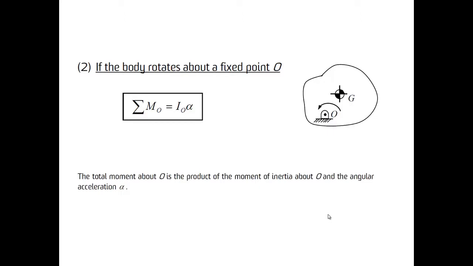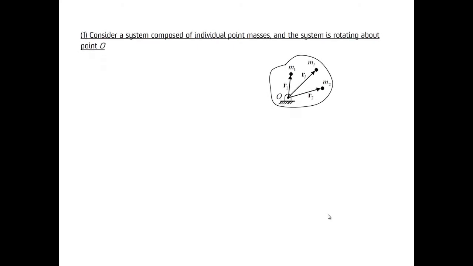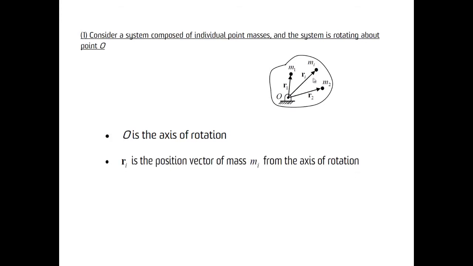Now let's look at this in a little bit more detail. Consider a system composed of individual point masses, and the system is rotating about the point O. O is the axis of rotation. Ri is the position vector of mass Mi from the axis of rotation. Therefore, to find the moment of inertia about the point O, meaning IO, the following formula will have to be used: the summation of the point masses times the distance from the axis of rotation squared.